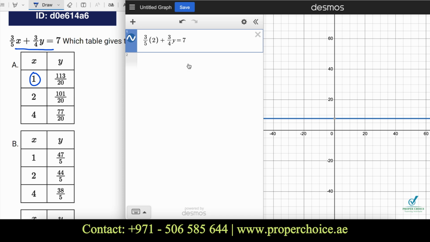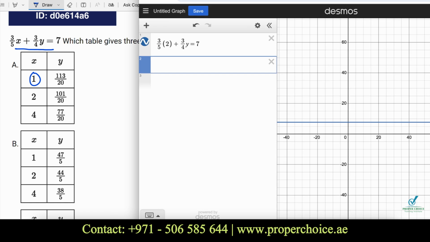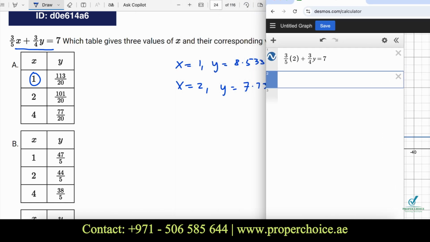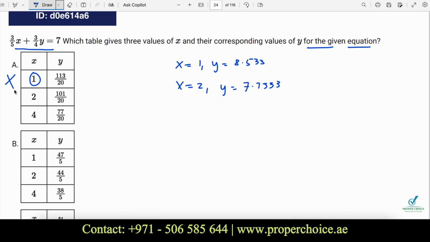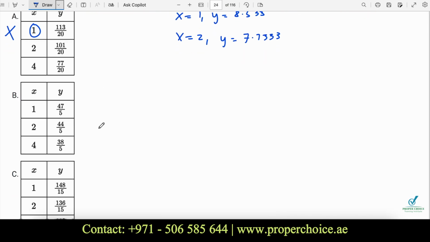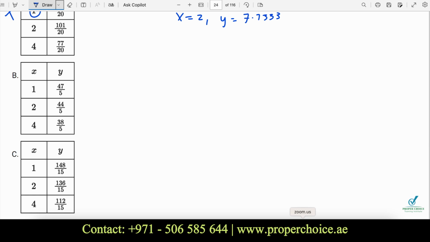So here, what should I do? You have to type those same values. I have to type the value of y as this and check, is it matching with what I got? If it is, then that itself is the answer. If not, then I have to try with the next value. So 113 divided by 20, what am I getting? This value of y is 5.65 when x is 1, which is wrong. Now check the next, 47/5.